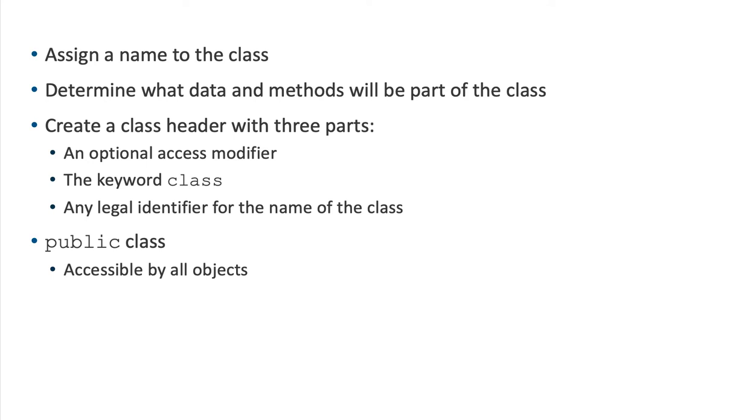To begin, you create a class header with three parts: an optional access identifier, the keyword class, and any legal identifier you choose for the name of your class.